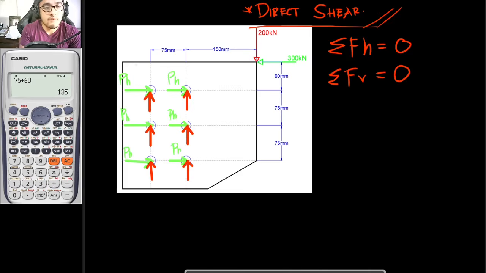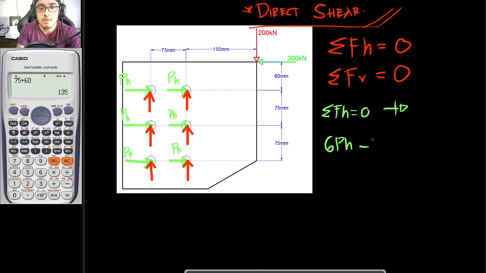So for us to get the value of PH, summation forces horizontal is equal to 0. And we would be considering to the right positive. As for the sign convention, it would be up to you. So from that, we have 6 PH here. So once again, we have 6 bolts carrying PH amount of load each, minus 300 kilonewtons acting to the left. So negative 300 kilonewtons.